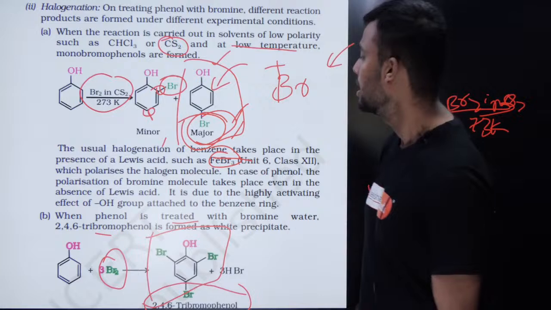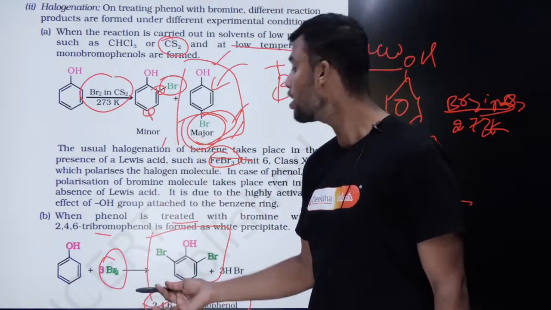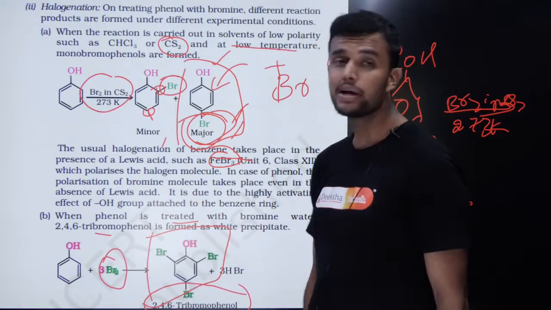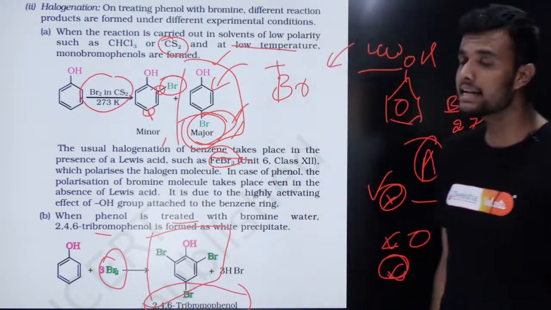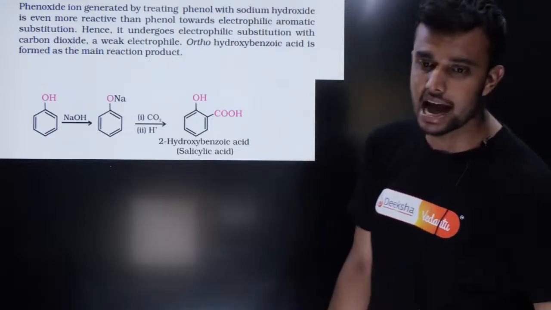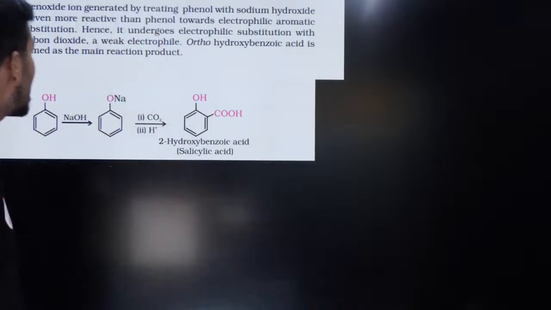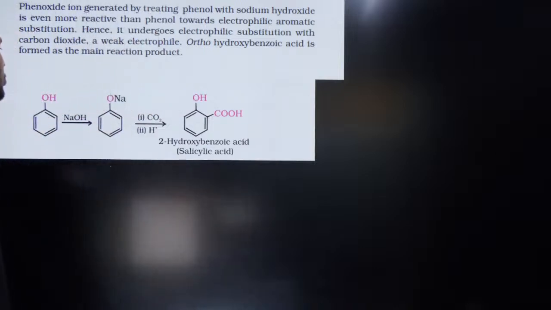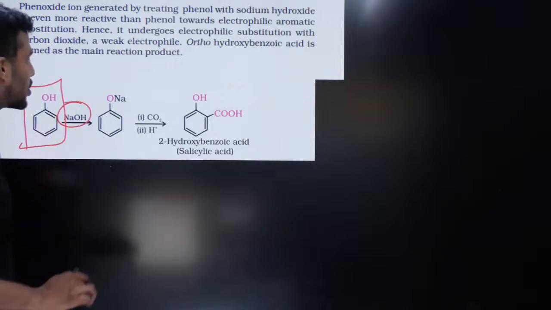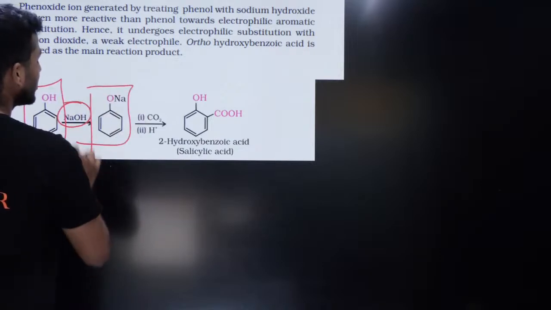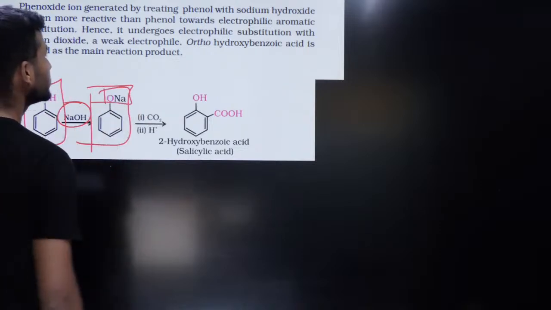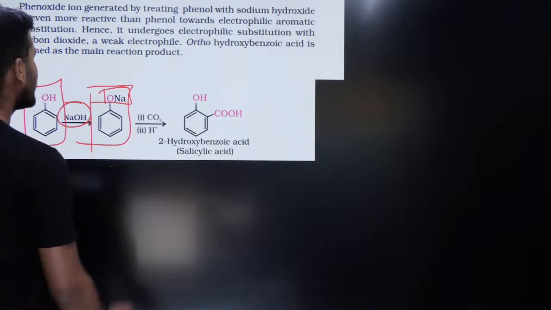Okay, my dear students. In the same case, whenever phenol reacts in the presence of bromine water, it gives tribromophenol. Then move on to the important type of reaction, the Kolbe reaction. Definitely they ask, what is Kolbe reaction? First, the phenol is fused with NaOH to form ONa, which is nothing but sodium phenoxide ion.